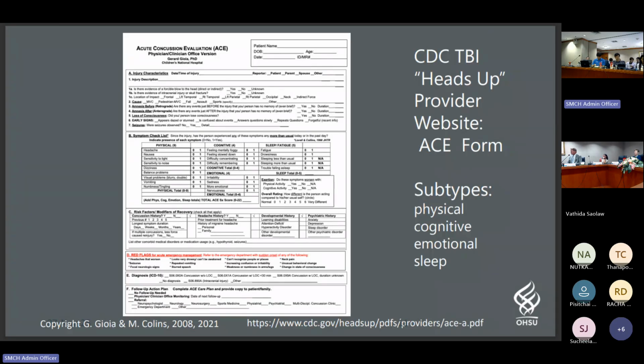Also, in the United States, the Centers for Disease Control put together a TBI program called Heads Up for providers. It has been around for a long time; it was first developed in 2008 and updated in 2021. It also suggests there are subtypes, which are physical, cognitive, emotional, and sleep. It's a program you can view, and there's a provider course online for it as well.